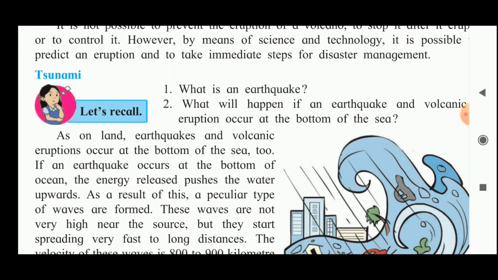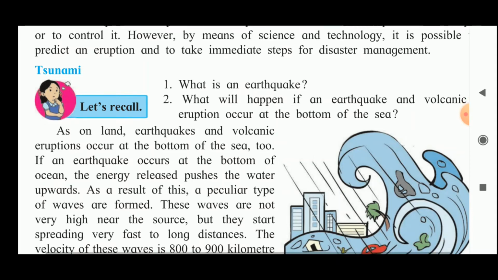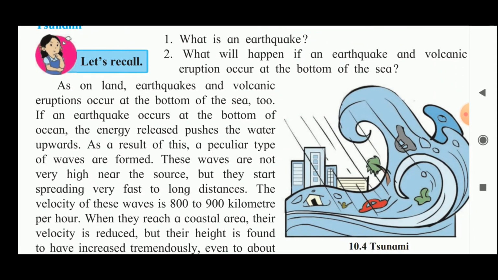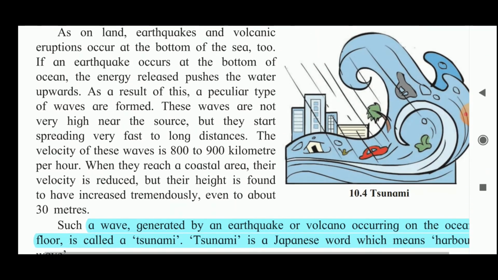So when the earthquake and the volcanic eruptions occur at the bottom of the sea, then the energy released pushes the water upwards. As a result of this, a peculiar type of waves are formed, and these waves move at a velocity of 800 to 900 kilometers per hour. When they reach a coastal area, their velocity is reduced, but their height increases tremendously, even to about 30 meters.